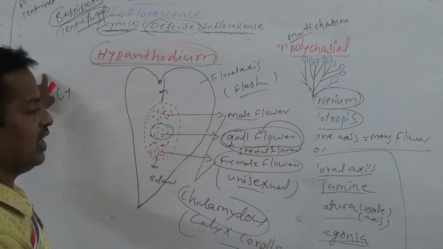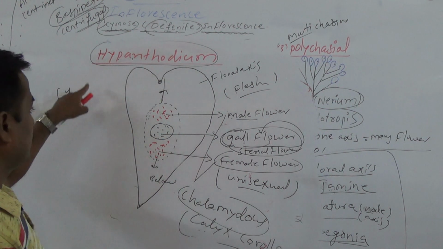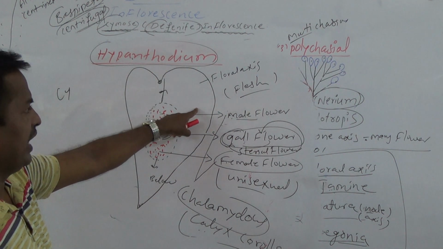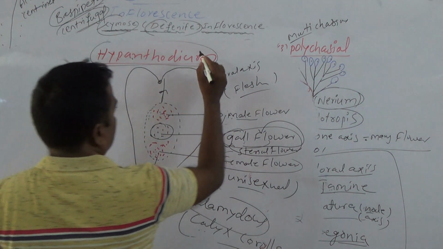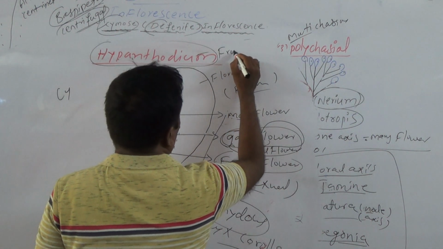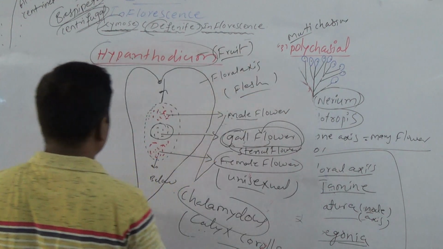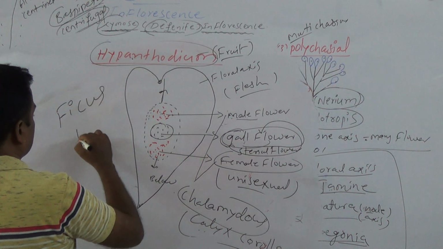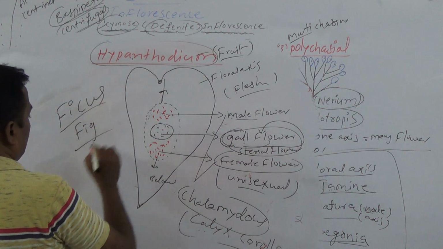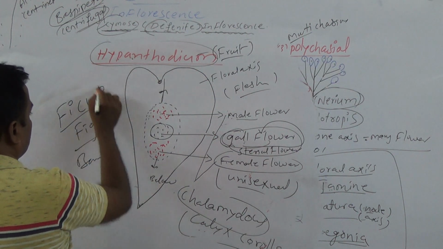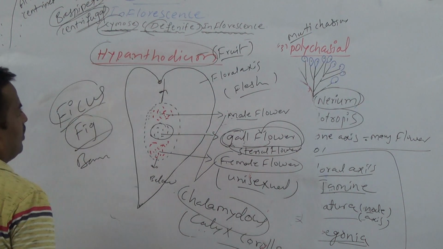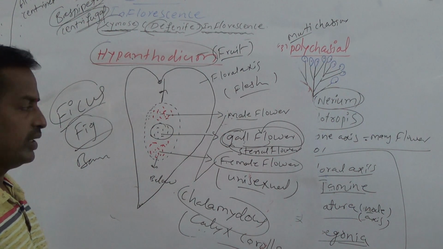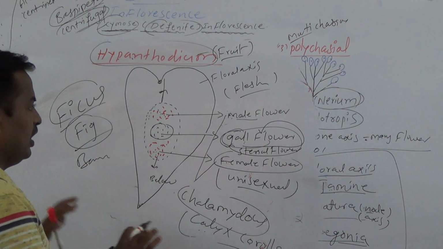The first one is verticillaster, a ball-like inflorescence. The second one is Cyathium, which appears like a single flower-like inflorescence, and the Hypanthodium appears like a fruit-like inflorescence. Examples: Ficus, banyan tree, fig trees. The banyan tree or fig tree is the best example of Hypanthodium. So the 3 types of inflorescence are completed: racemose, cymose, and special types.